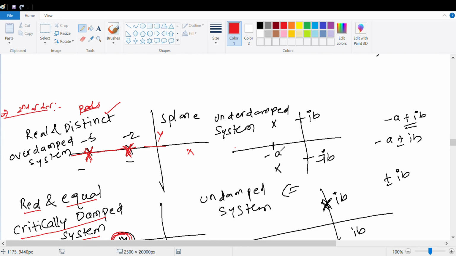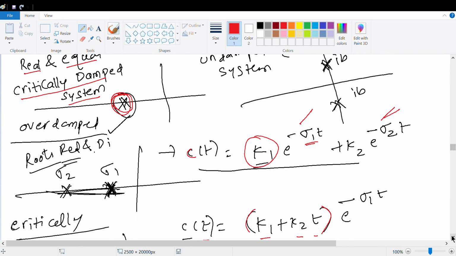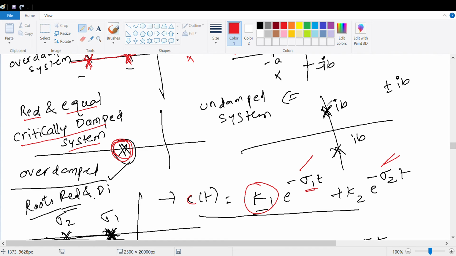After that, if the poles are in the form of minus A plus or minus jB, that means they have a real part and an imaginary part, then we call them complex conjugate poles. If the poles are complex conjugate, then the system is an underdamped system, and its step response is A, a constant, times e power minus sigma t, where sigma is the real part, times cos of omega t plus phi, where the pole is sigma plus j omega. Now there is one more case. If the poles are only imaginary, with no real part, then we call it an undamped system.